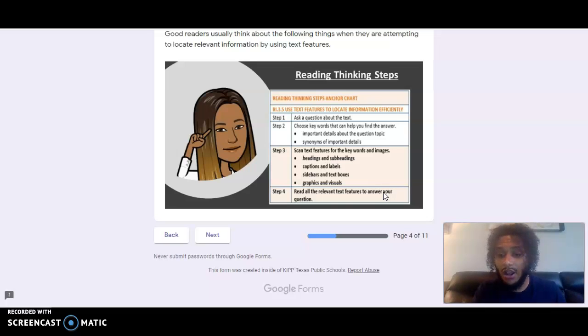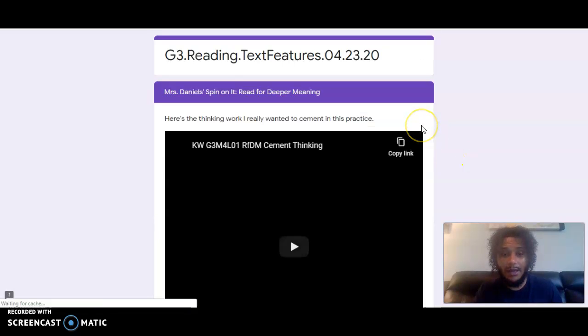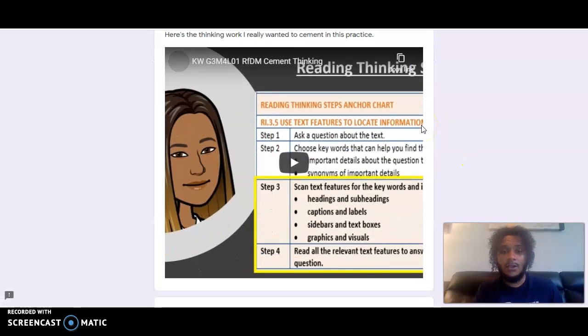So while we are going through and reading today, we're going to look at the text and ask a question about it and answer some questions about it based on what we're reading, and we'll find those answers within the text features of the book. So let's go ahead and move on.